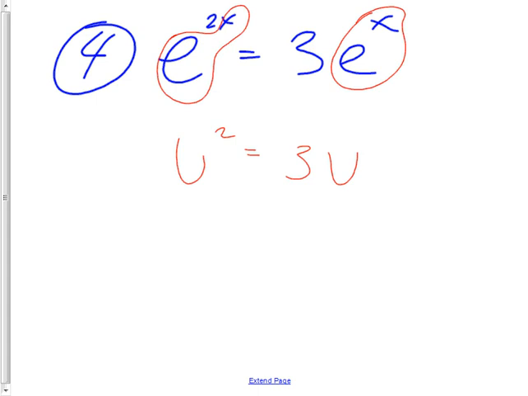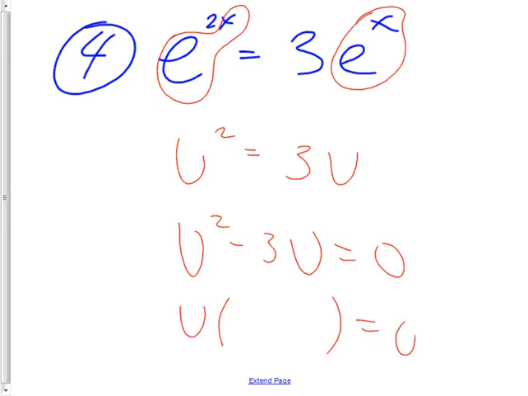Anytime you have something squared, you got to follow the quadratic pattern, which is try to get it to factor after you set it equal to 0. And if it won't factor, you've got to use quadratic formula. But almost always, we're going to make them factor. This one factors. So u squared minus 3u equals 0. And once you get that thing factored down, u times something.